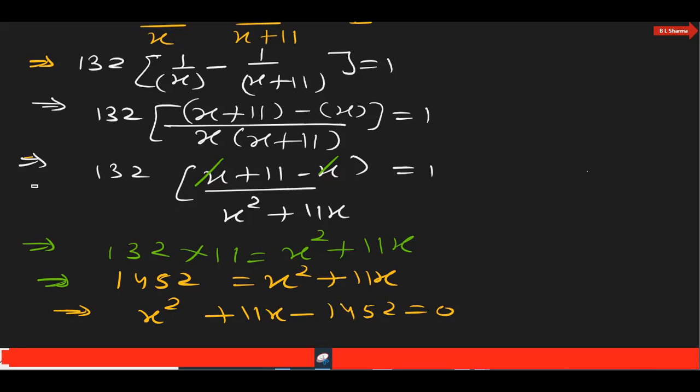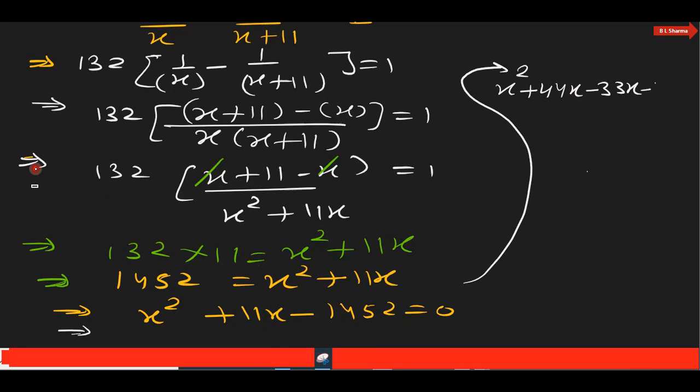Now you have two ways. Either you can use the method of factorization. Yes. देखिए यहाँ पे ऐसे दो नंबर सर्च करिए जिनका डिफरेंस 11 हो और प्रोडक्ट हो 1452. That can be taken by 44 and 33. So we can write here x square plus 44x minus 33x minus 1452 is equal to 0.